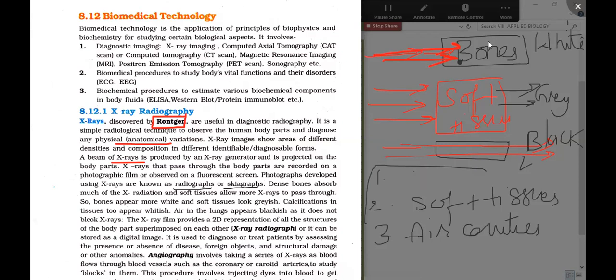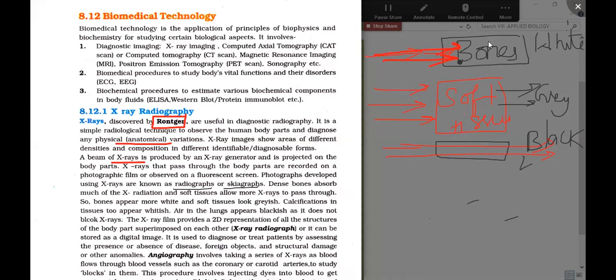When X-rays pass through the bones, it appears white; the X-ray film, that photographic plate, records them as white. In the soft tissues, the photographic plate records the X-rays passing through the particular soft tissues in the form of gray. Through the air cavities, it will be recorded in the form of black. So this is the basic mechanism.